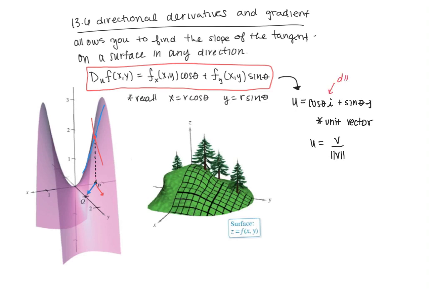And then f of x, y will tell you what the actual surface looks like. And so you'll have a vector u and a surface f of x, y. And when you put those together, that's where you get your directional derivative. And so now we're going to take a look at an example here where we're going to find the directional derivative.